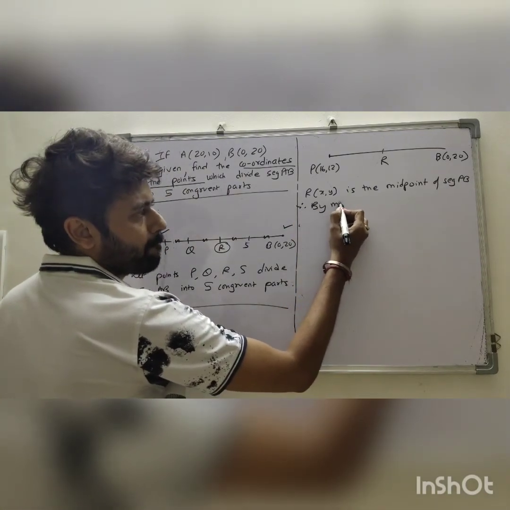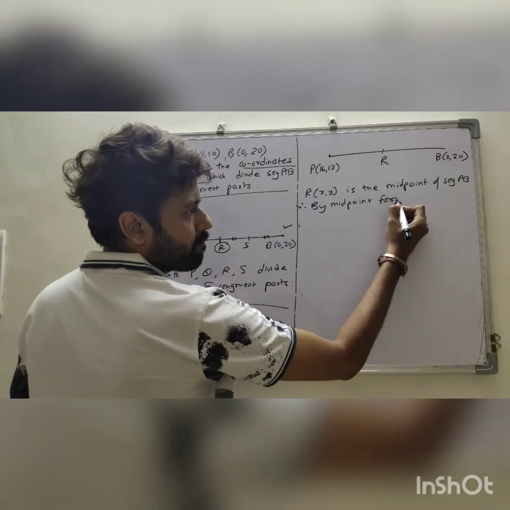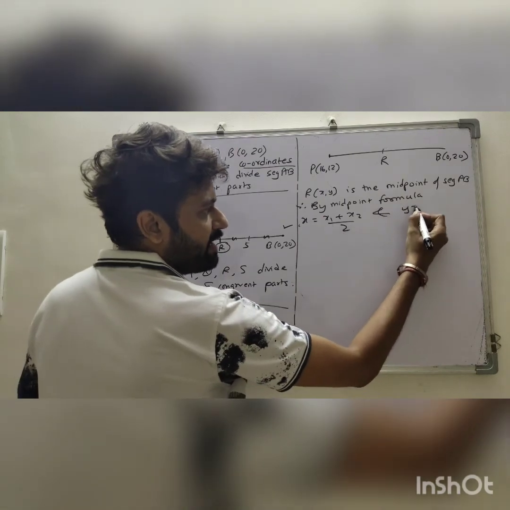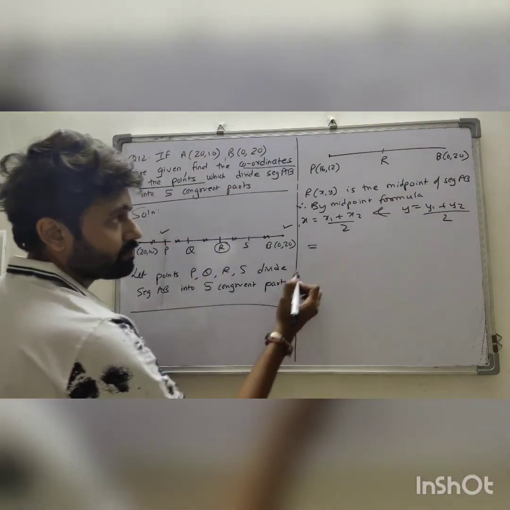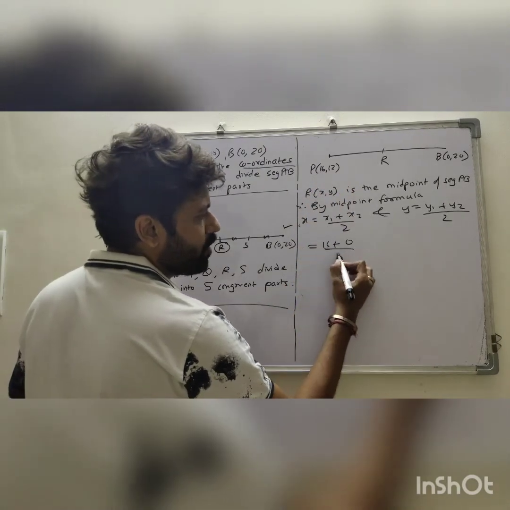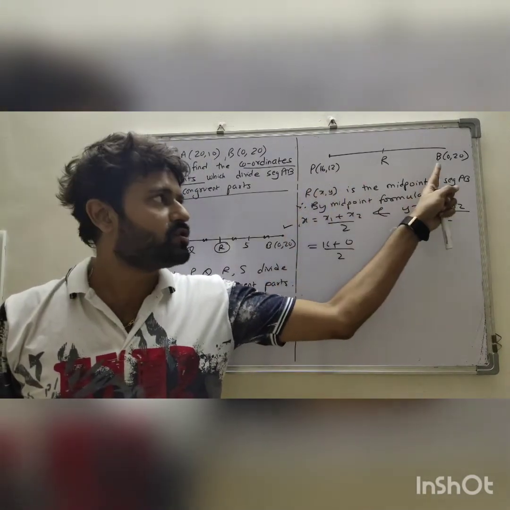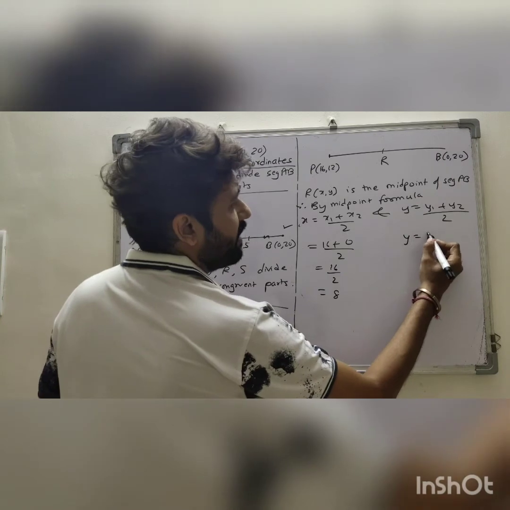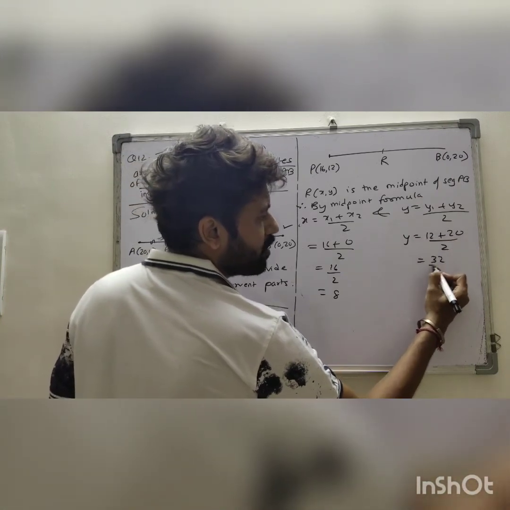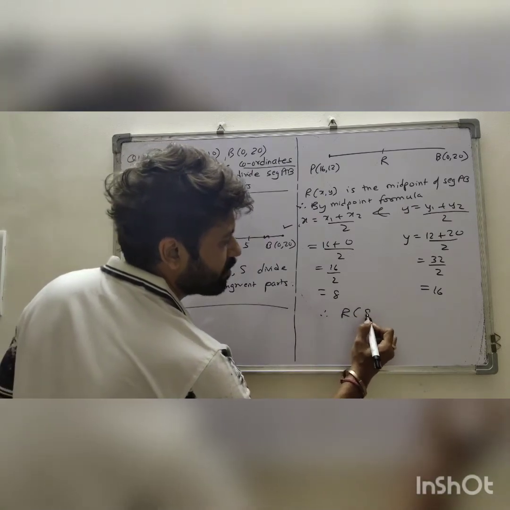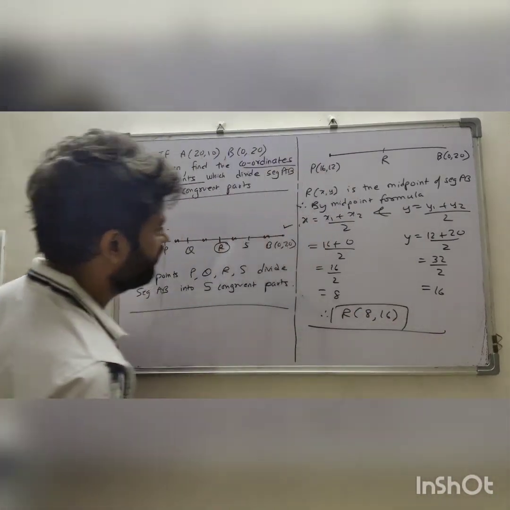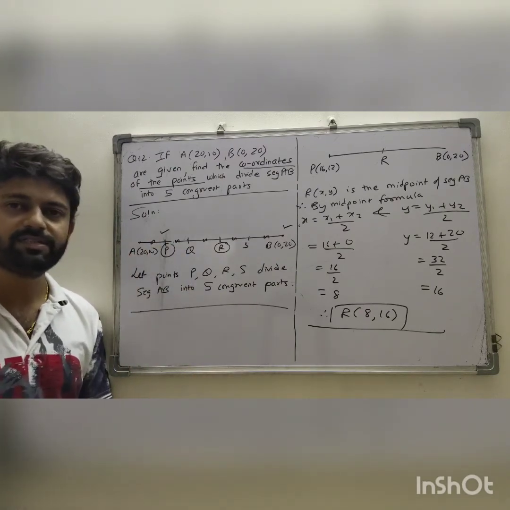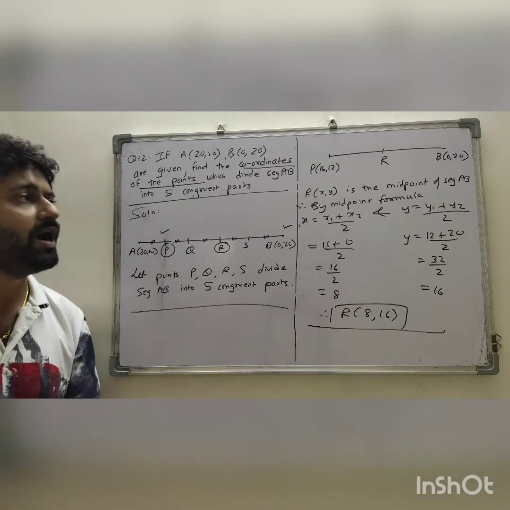Therefore, by midpoint formula, we get x is equals to x1 plus x2 upon 2 and y is equals to y1 plus y2 upon 2. x1 16 plus 0 upon 2. You can show x1 y1, you can show x2 y2 here. 16 upon 2, that is 8. y1 12 plus 20 upon 2, that is 32 upon 2, that is 16, and we get R as 8, 16. This is how we can find R. After P, we can find R this way also. Carefully observe please. You have to note down for the next part for R.